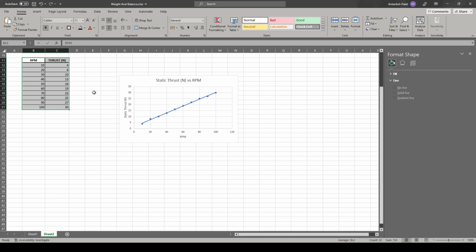This was then plotted on a graph of static thrust versus RPM, which shows a linear trend in static thrust as RPM increases. This was expected. However, note that the thrust in flight is not the same as the static thrust due to propeller flex and due to the propulsion system being constant power, meaning as the velocity increases, the thrust will decrease.